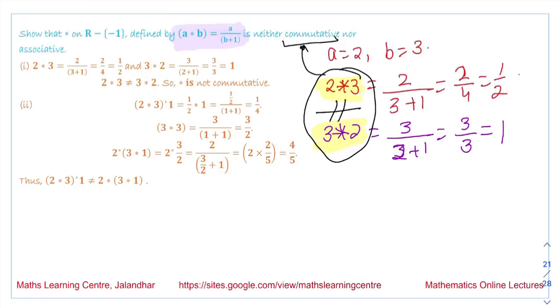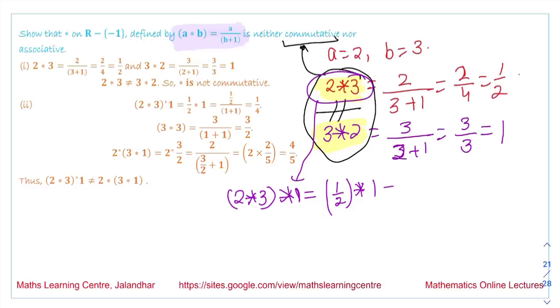Next we have to prove that it is not associative. So we continue from this term. Suppose we are calculating (2 star 3) star 1. The answer we obtain is, 2 star 3 value we have obtained is 1 by 2. We have to do the operation star 1. So the answer in this case is A, which is 1 by 2, divided by B plus 1, which is 1 plus 1. So the answer we obtain is 1 by 4.